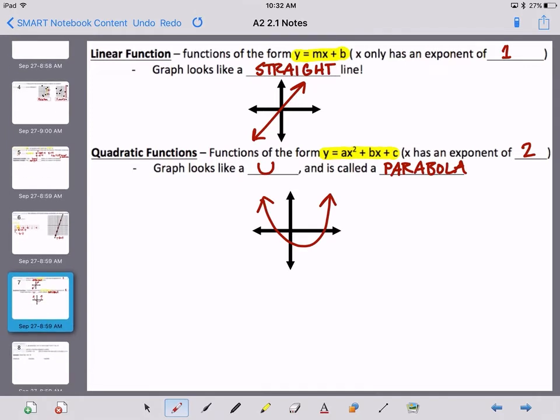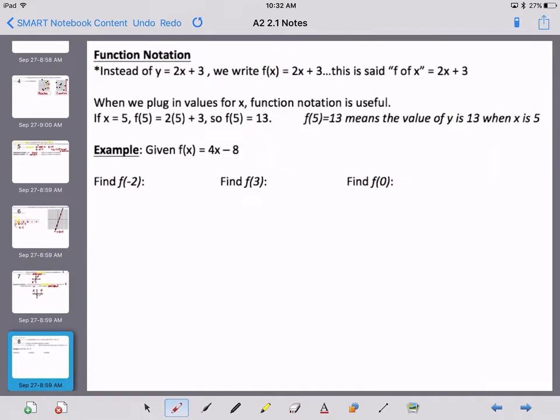All right, so if we take a look at one more thing here, this function notation, really the only thing you need to know about it is that instead of y, we use this f with x inside parentheses. So how we would read that is f of x equals 2x plus 3. Okay, and it is really useful. Like if we look down at this example below, if x is 5, then f of 5 would equal 2 times 5 plus 3. So f of 5 is 13.